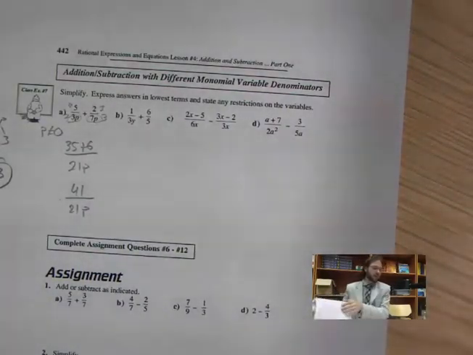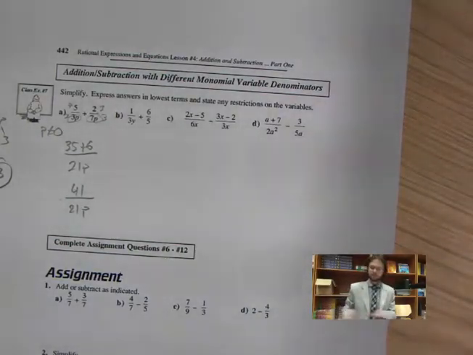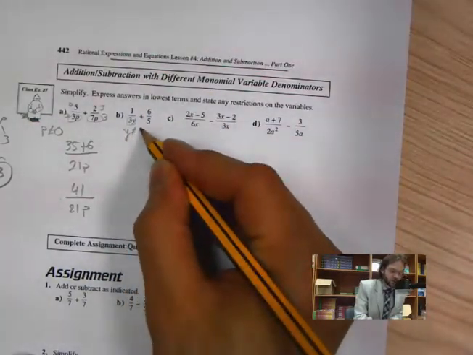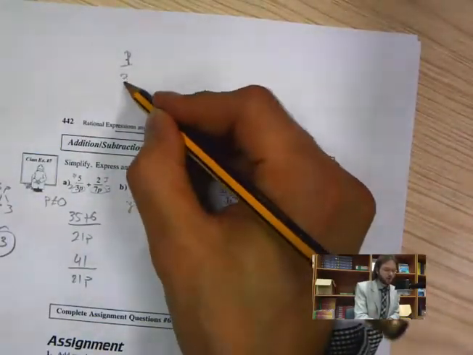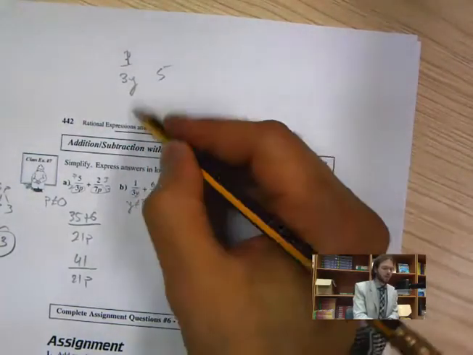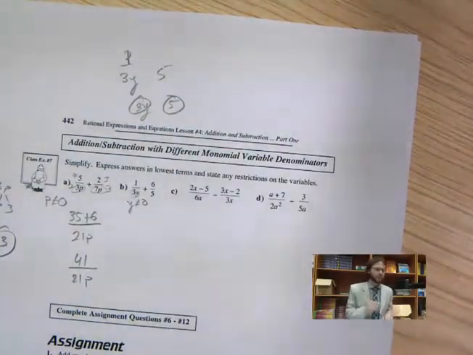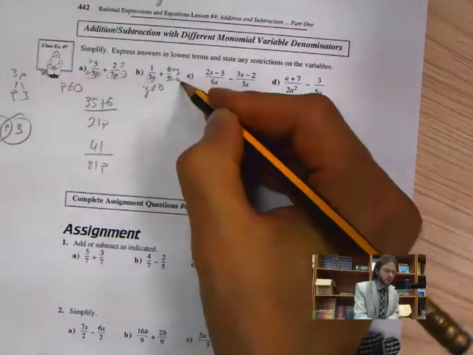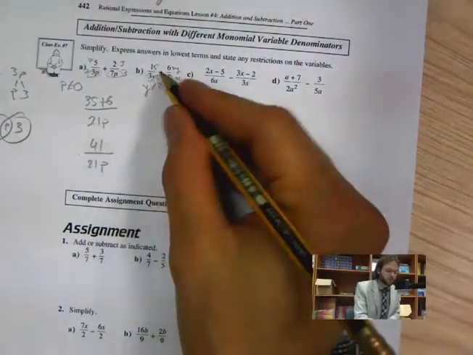So the next one, we're adding 1 over 3y to 6 over 5. So once again, y cannot equal 0. Now, if I look at that, here we have 3y for the first, and we have 5. Nothing here is related, right? So we have to multiply everything on this side by 3y, and this one by 5. So the bottom will be 15y.